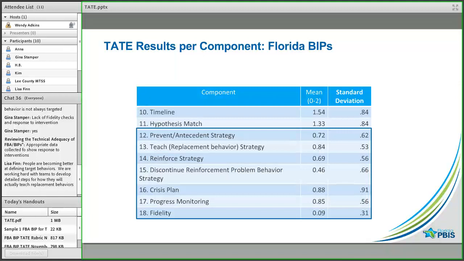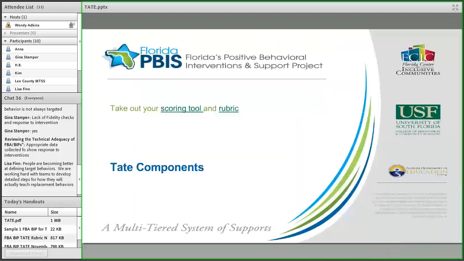Crisis plan or safety plan also was low, wasn't well described. And then look at progress monitoring, and then there's the fidelity one. Very few even talk about fidelity. So what we're going to do is go over the technical adequacy evaluation tool.